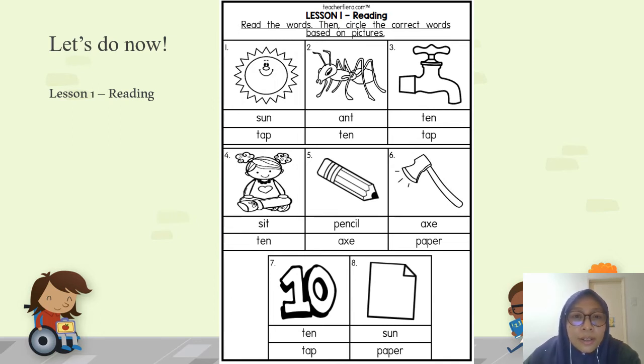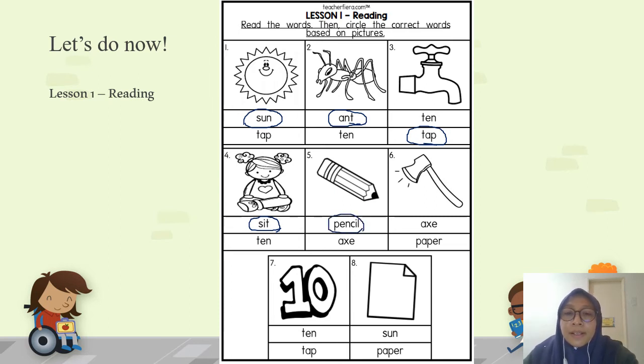Read sun. Number one, sun. Sun, circle. Number two, ant. Ant, circle ant. Number three, tap, tap. Number four, sit, sit. Number five, what's this? Correct, pencil.